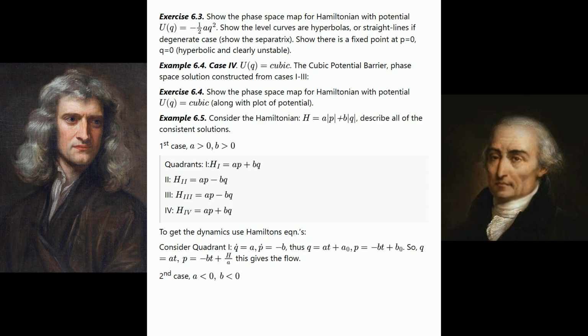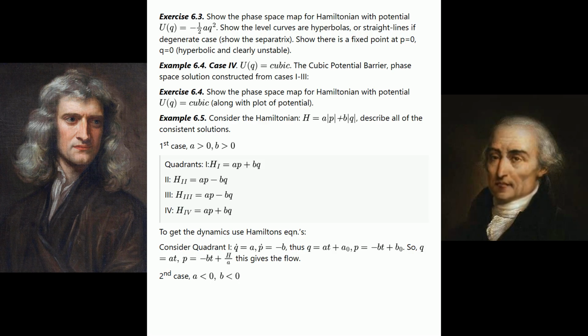Example 6.4. Case 4. U(q) equals cubic. The cubic potential barrier, phase space solution constructed from cases 1 to 3. Exercise 6.4. Show the phase space map for the Hamiltonian with cubic potential U(q), along with a plot of the potential. Example 6.5. Consider the Hamiltonian H equals A times the absolute value of p plus B times the absolute value of q. Describe all of the consistent solutions.